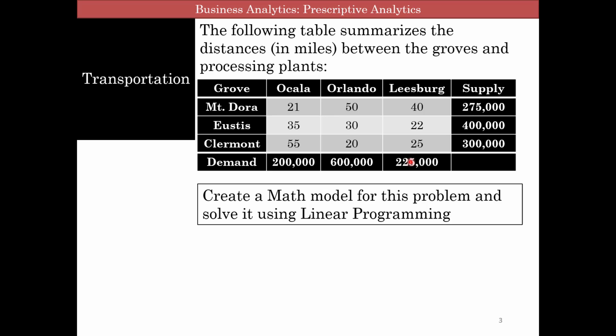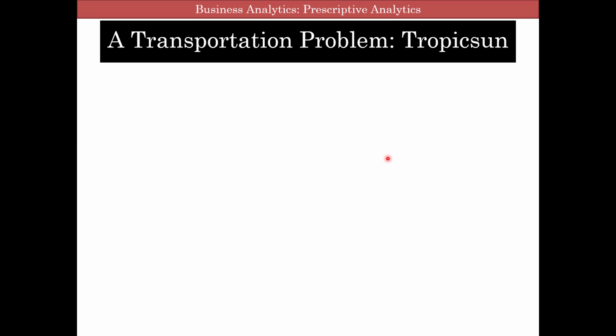The first thing you have to do in a transportation problem is add up all your supply. This is 975,000 total supply, and total demand is 800,000 plus 225,000, about 1,025,000. So in this particular case, demand is greater than supply, and we'll talk about situations where supply is greater than demand, supply is less than demand, and supply is equal to demand.